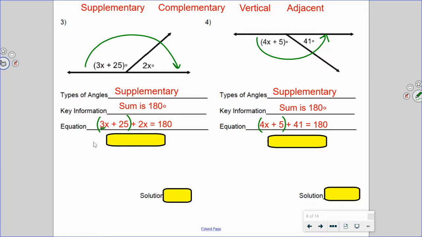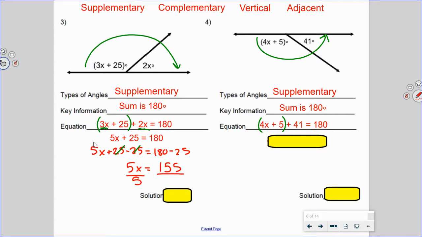Why not just combine the 3x and the 2x on the same side to make 5x plus 25? Now we go onward. Let's get rid of that 25 by subtracting. Be fair to both sides. Boom, boom. 5x is equal to 155, but of course, we want to know what a single x is. Split her up, and in this case, x is 31.